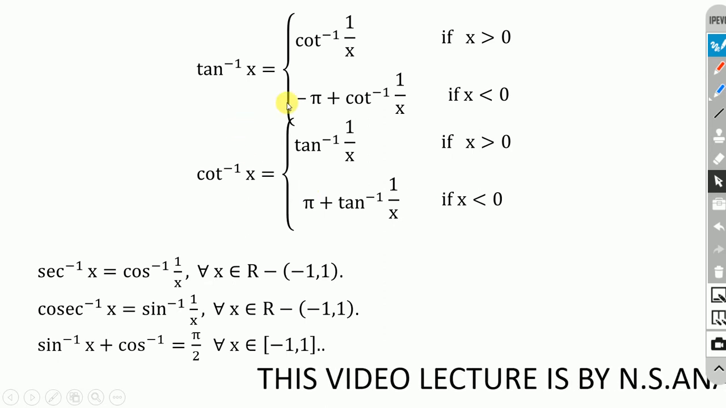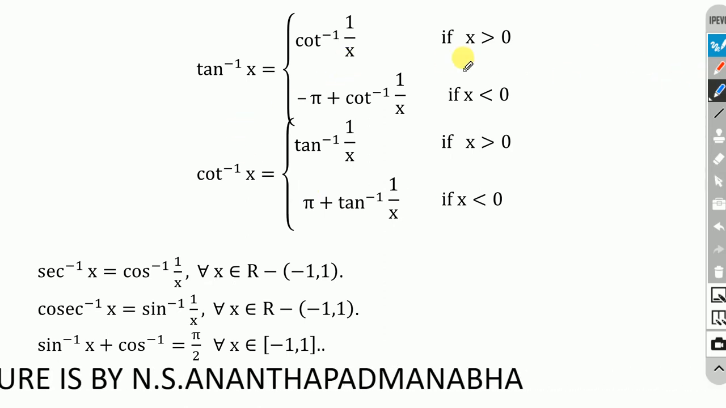Tan inverse x is cot inverse of 1 by x if x is greater than 0. For x less than 0, tan inverse x is minus pi plus cot inverse of 1 by x, and cot inverse x is tan inverse of 1 by x if x is greater than 0, and pi plus tan inverse of 1 by x if x is less than 0.